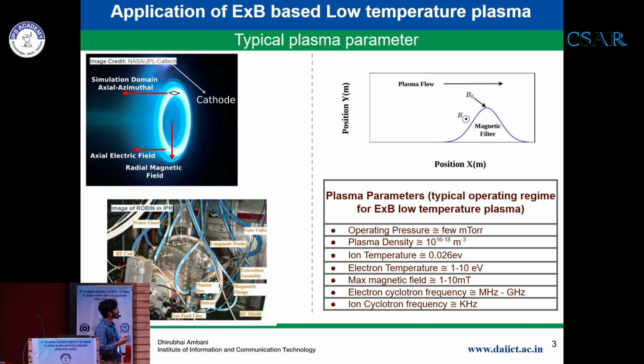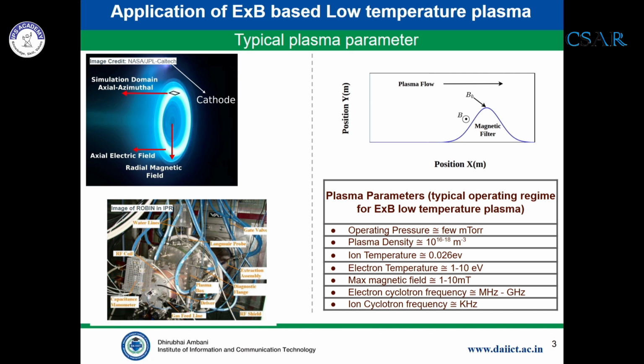To give the flavor of the landscape we are working on, you can see the operating pressures are just a few millitorr. You have very low plasma density, 10 raised to 16 to 18. Your ion temperatures are at room temperature, and your electron temperatures are 1 to 10 eV. The maximum magnetic field we use is 1 to 10. This is in general the scenario for any E cross B low temperature plasma system.